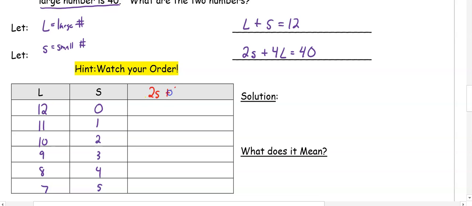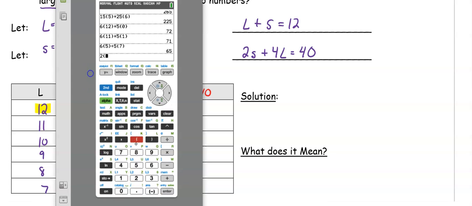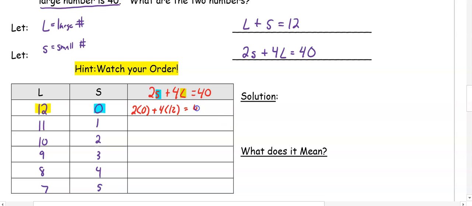So the equation that we are trying to make equal is 2S plus 4L equals 40. We want to be careful here. We have to make sure that we're putting the large number in for L and the small number in for S. So this time it's a little backwards, so pay attention to your variables. So we have 2 times 0 plus 4 times 12, which gets us 48.